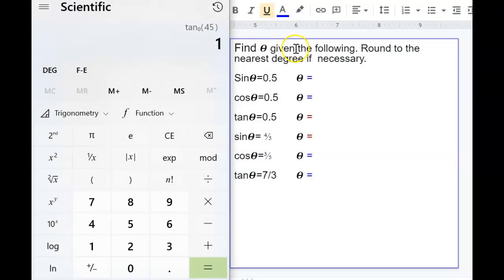We are told to find theta given the following. Round to the nearest degree if necessary. The nearest degree simply means the nearest whole number. All right, the first one says sine theta equals 0.5.